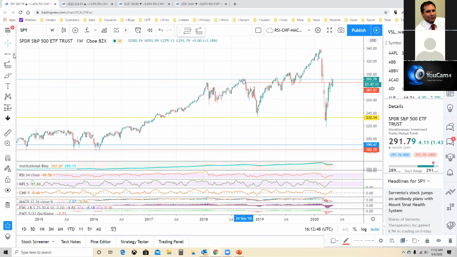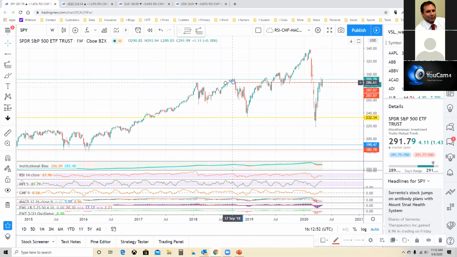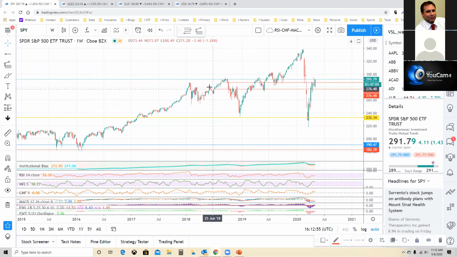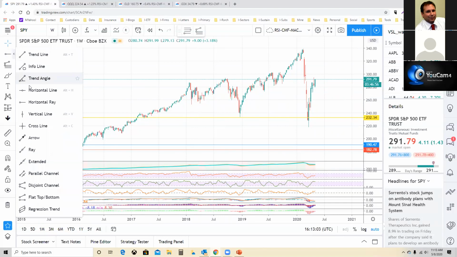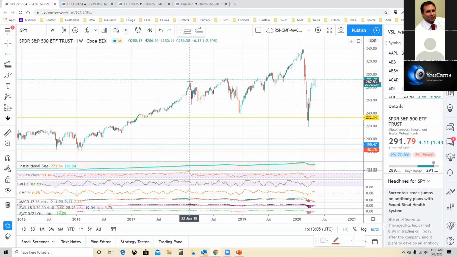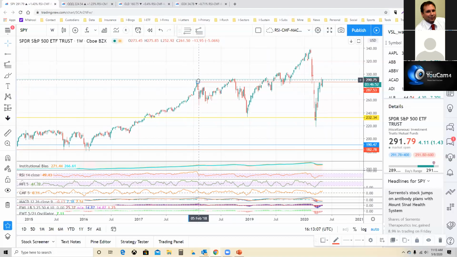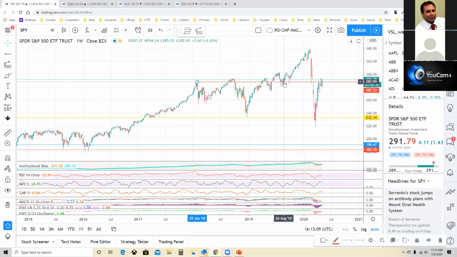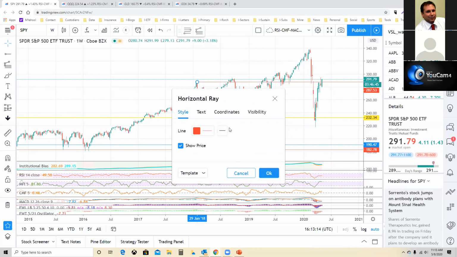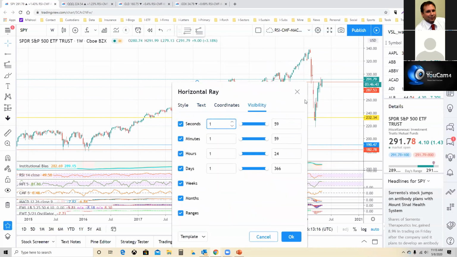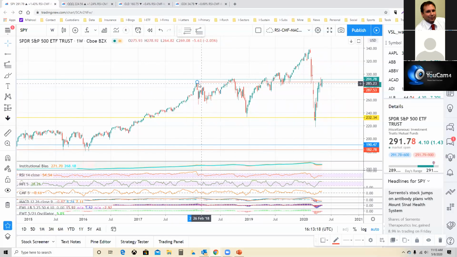Did it not let me draw? There we go. Oh, there it is. I just want an arrow, guys. Here. Oh, I don't know why it's doing that. Oh, whatever.